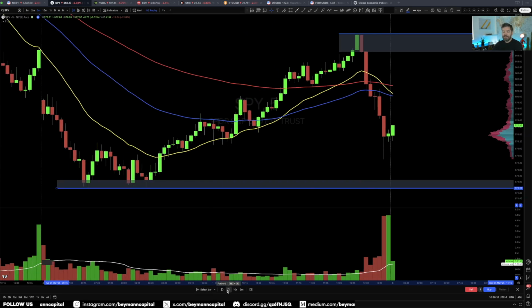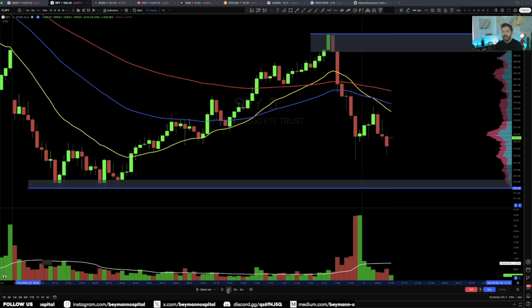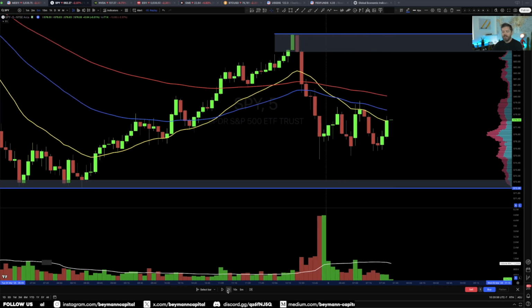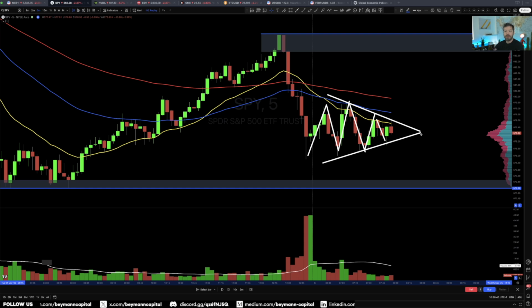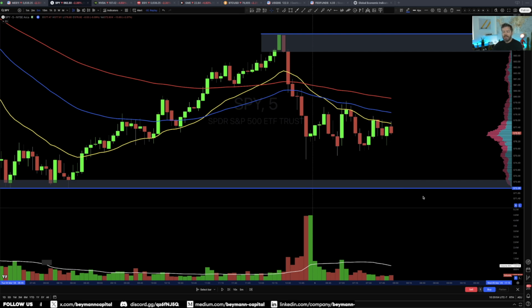The day starts, and we see that in the first minutes, it's really choppy. It's going up, it's going down, up, down, up, down. It looks like a symmetrical triangle. It shows uncertainty at this point in time. It can go either way, up or down. I prefer to stay on the sideline, be patient, and wait.